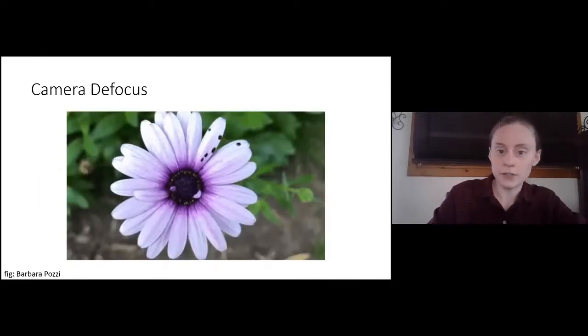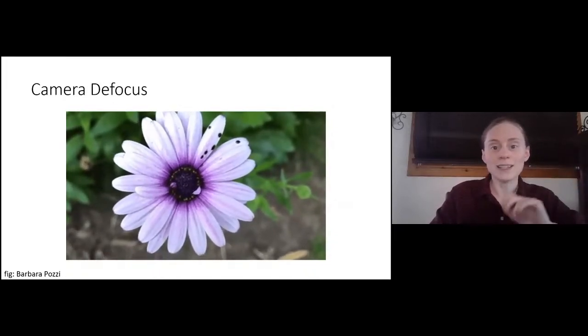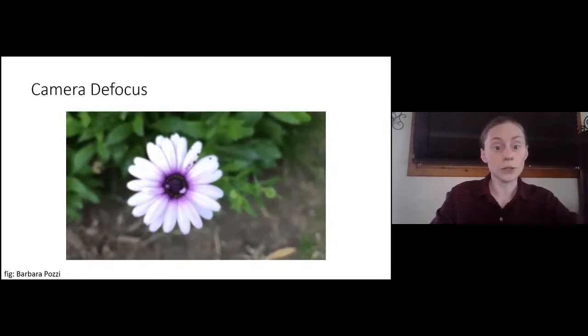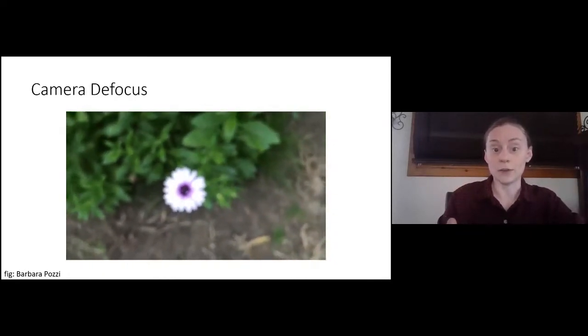So here's a typical image from a camera shown with this flower in focus. And when the image is defocused by moving the camera away, we can see that the flower is going to get smaller and blurrier, and we lose high frequency features like those stripes on the petals.